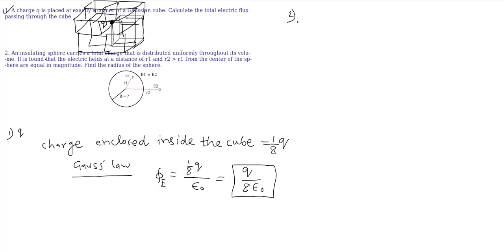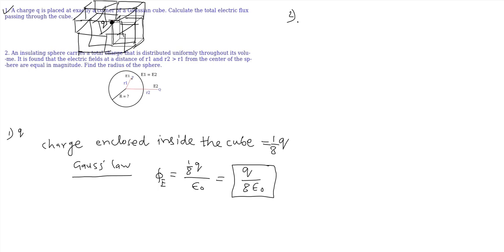Question number 2 says an insulating sphere carries a total charge that is distributed uniformly throughout its volume. It is found that electric fields at a distance of r1 and r2, which is greater than r1, from the center of the sphere are equal in magnitude. Find the radius of the sphere.